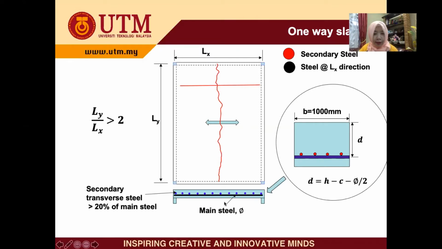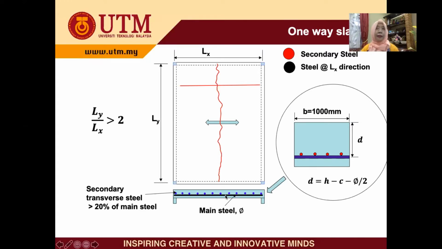This is main steel. This beam steel will be designed according to the K, Z, and AS that you calculated just now. And the green one, since this is a one-way slab, we require secondary transverse steel here. This is transverse steel, and we must provide it equal to 20% of the main steel. Let's say here we have 100% main steel, AS.